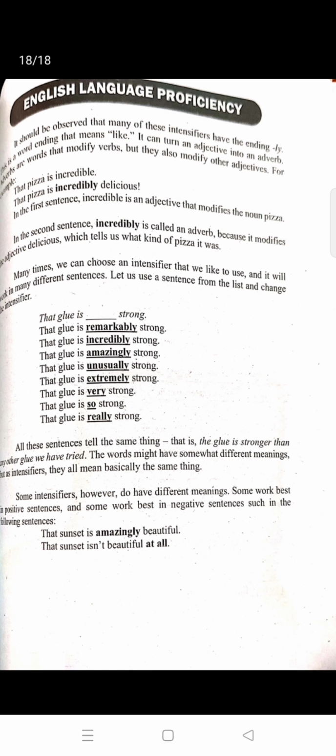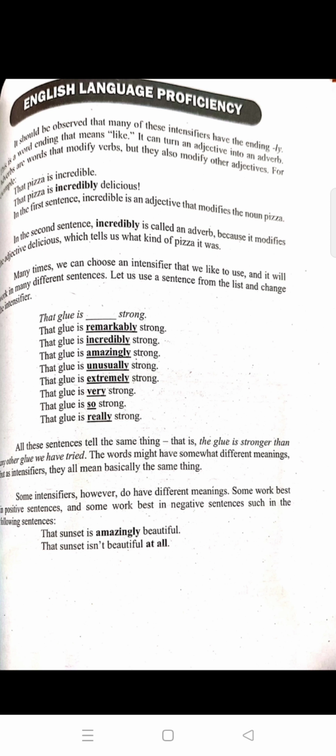So, it should be observed that many of these intensifiers have the ending -ly. This is a word ending that means like. It can turn an adjective into an adverb. So, the pizza is incredible. The pizza is incredibly delicious. So, incredible in the first sentence is an adjective, but when you add -ly, it becomes an adverb because it modifies the delicious pizza.